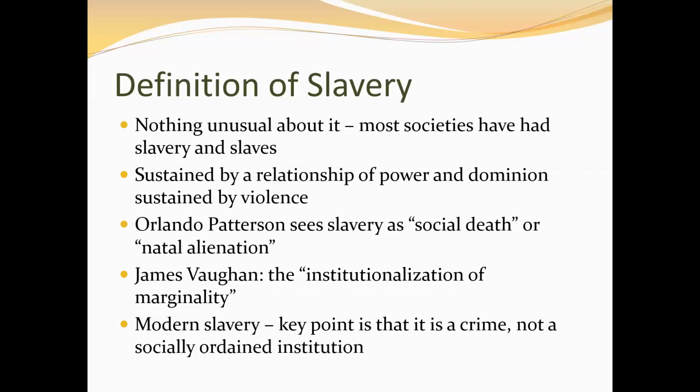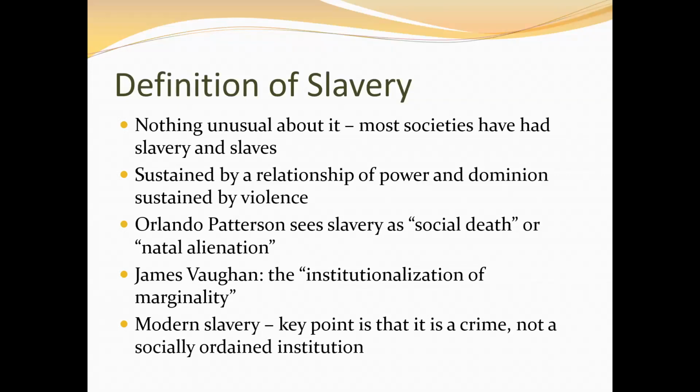How would we define it? Well, people have talked about it in a variety of ways. The Harvard Jamaican-born sociologist Orlando Patterson sees slavery as social death or natal alienation. By that he means that a slave is someone who, in terms of his or her relationship to society, has experienced a death, a removal from all the normal institutions that other people are usually part of. And therefore that connects the enslaved person very much to the person who owns the slave. It is therefore a relationship of power and dominion.